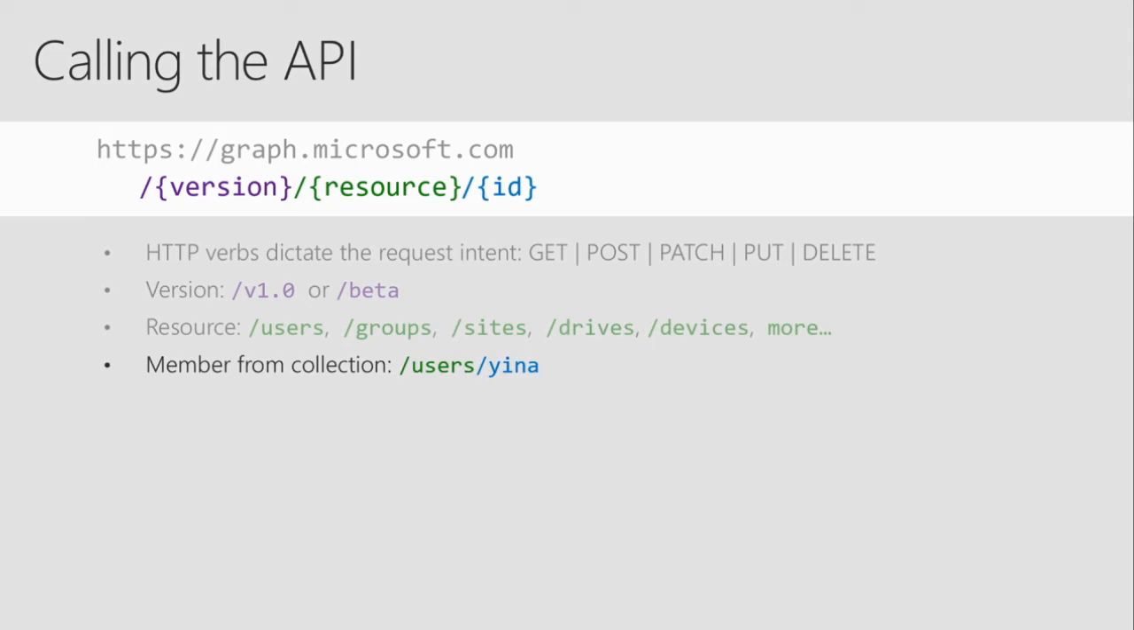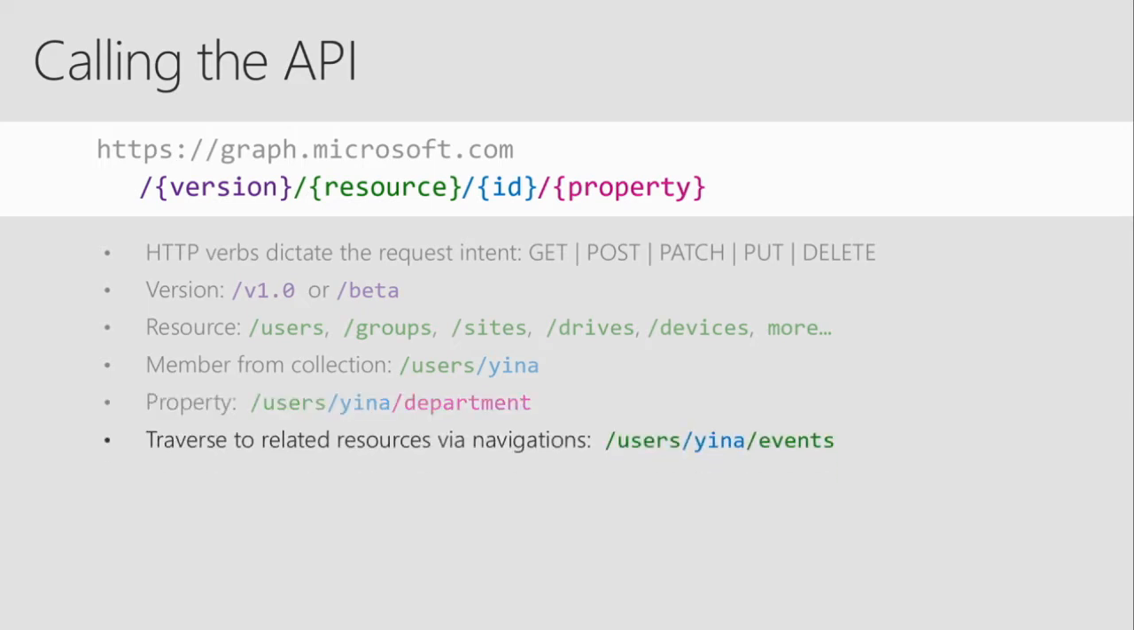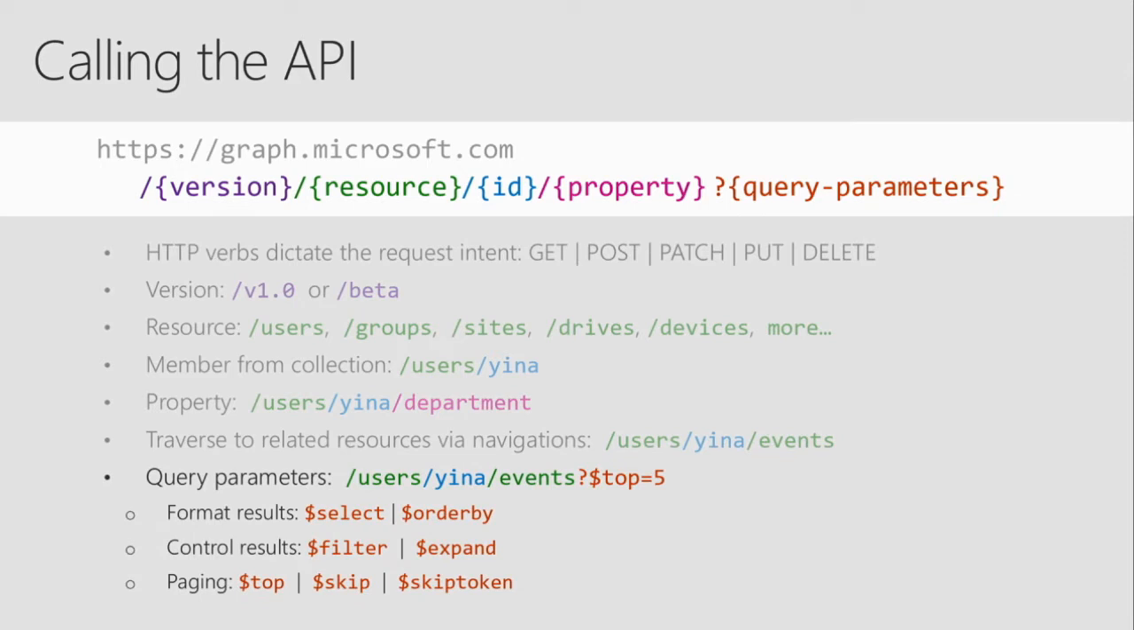So if, for example, I'm navigating to users with just an ID, whether it's the UPN or the ID, I can go to the information for that particular resource. And then I can do navigations, whether it is to a property itself, so for example, the department that a user is on, or to another resource, like for example, here navigating to events of this given user. And all of this data is exposed. I can manipulate the data using query parameters, whether it is formatting the results with select and order by, or controlling the results with filter and expand, or paging. OK, now, with that said, let's go to the Graph Explorer.